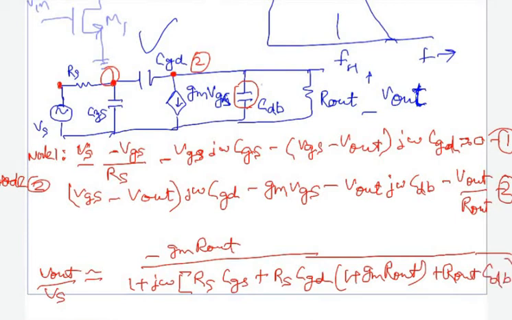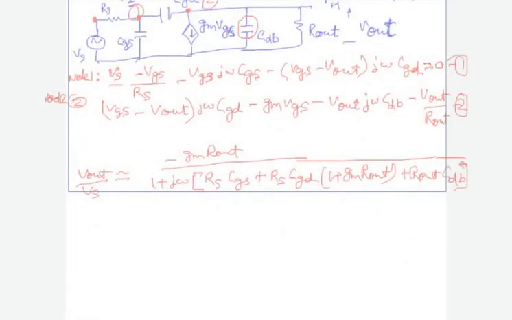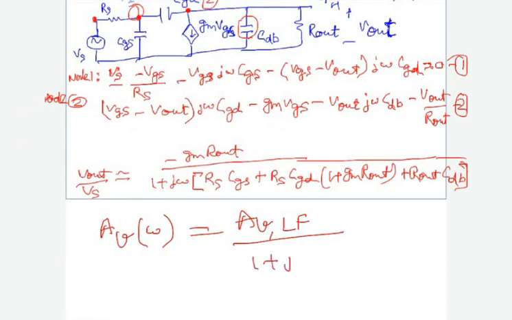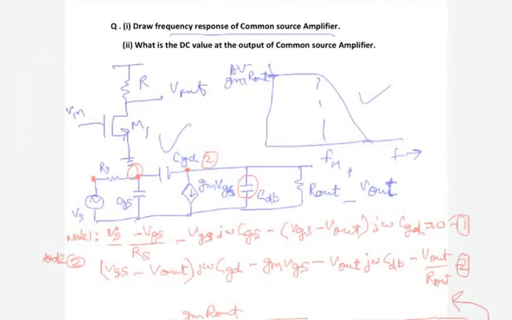So this equation is the form of a low pass filter. The low pass filter equation you can write as Av(ω) equals Av LF, the magnitude of the low frequency gain, divided by 1 plus jω divided by ωh, the high cutoff frequency. So this equation is the form of a low pass filter. That is why the common source amplifier AC response is a low pass filter, whatever I have drawn here.